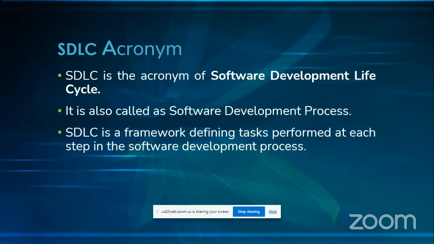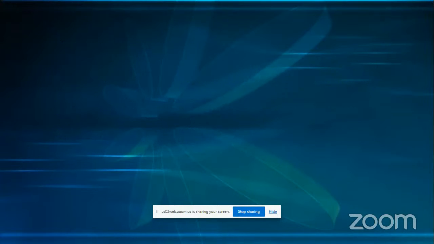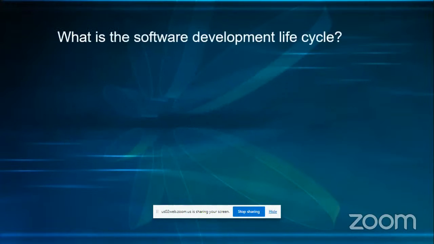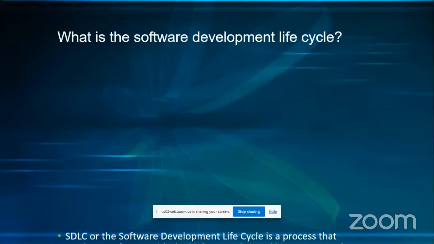It's a framework that is used in designing tasks performed at each step of the software development process. We're still going to dig down and talk more about it, but just have it at the back of your mind. The acronym is Software Development Life Cycle. Before I move further, I just want to talk about what this software development life cycle is. Life cycle, you know, literally the meaning of life cycle. I'm still going to explain more about it.